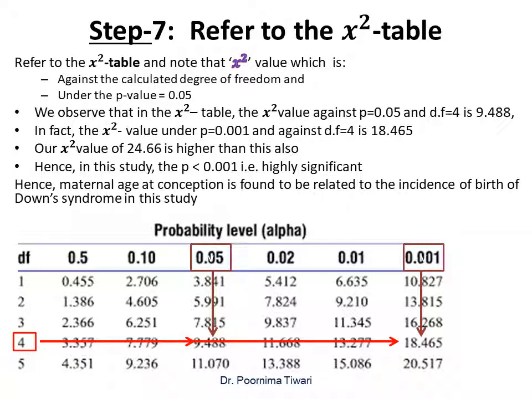Hence, maternal age at conception is found to be related to the incidence of birth of Down syndrome in the present study.